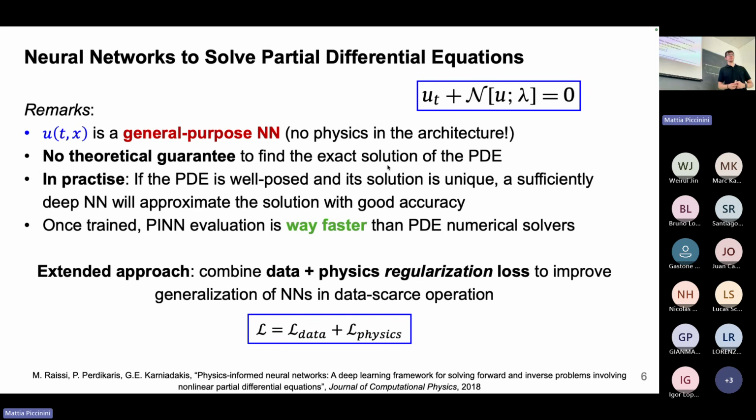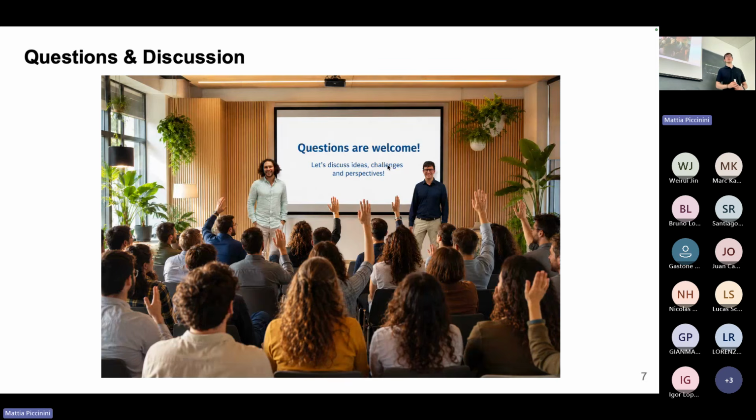So you can extend the generalization of your model, especially in regions where you don't have data. But this is something, again, we're going to see later. Yeah, so questions here?